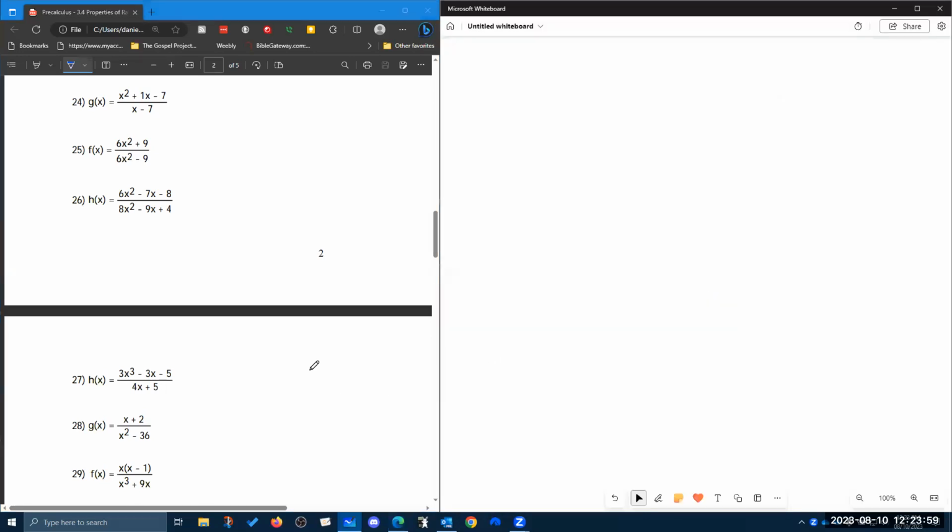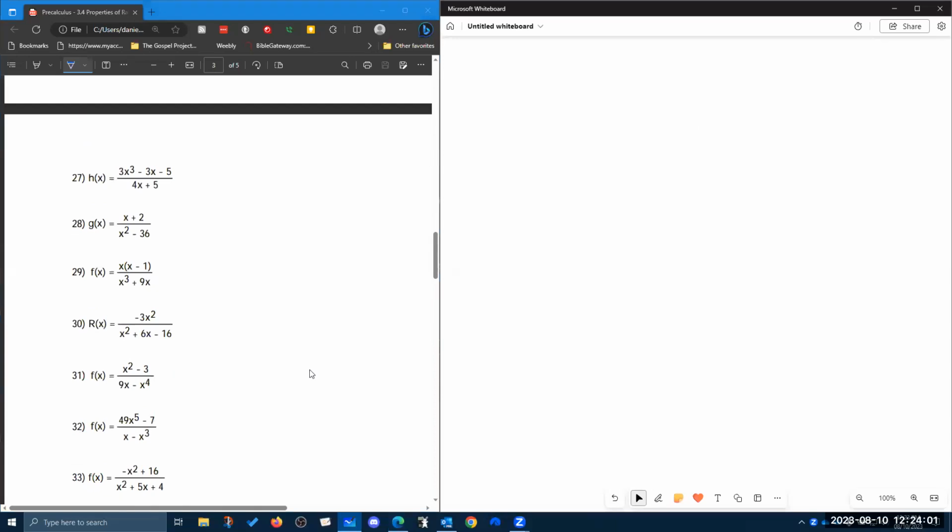Let's move on to 28. Degree of the denominator is greater than the degree of the numerator, so there's automatically a horizontal asymptote at y equals 0.